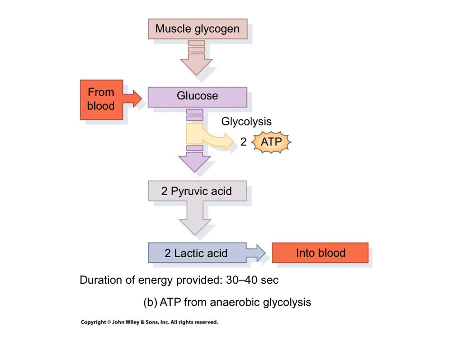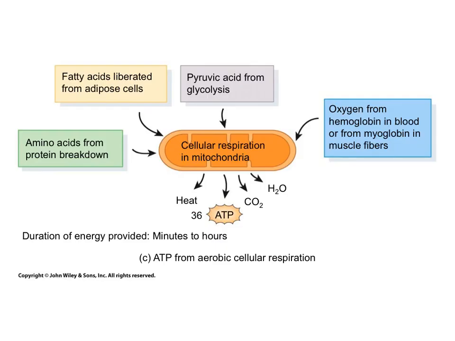So for the first 15 seconds, we use the creatine phosphate. For about 30 to 40 seconds more, we're going to be able to use this anaerobic glycolysis. And then eventually enough oxygen will be in the muscle cells to be able to move to aerobic cellular respiration.